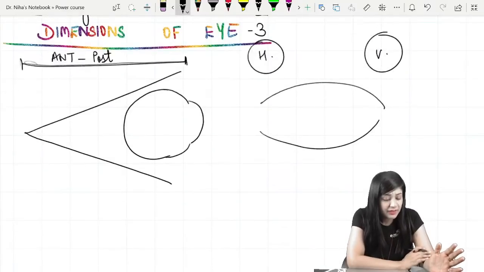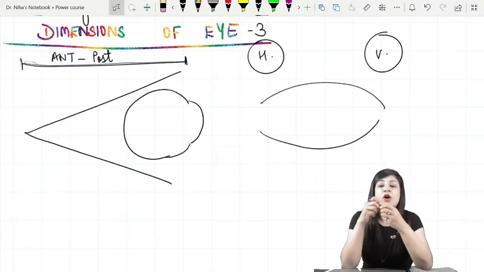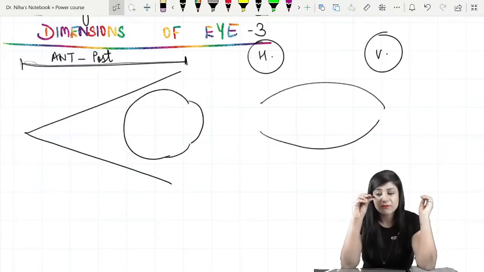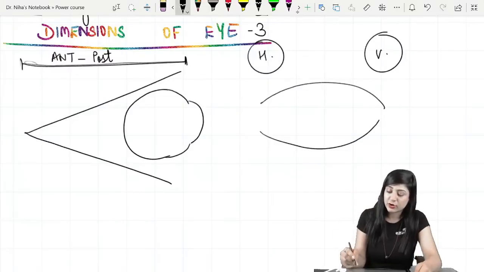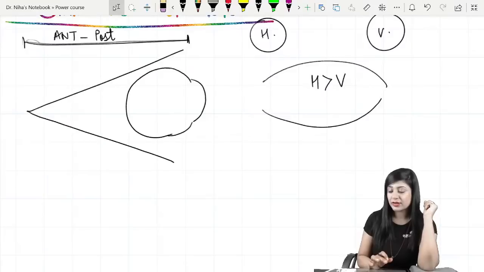Have you started from here now? Dimensions of the eye देखोगे. In dimensions of the eye, we have orbits. In orbits we have got the eyeball. So orbits are lying anteroposteriorly like this. Therefore, this is the largest diameter. Then we have got the eyeballs. Eyeballs are horizontally set. So horizontal is more than vertical.